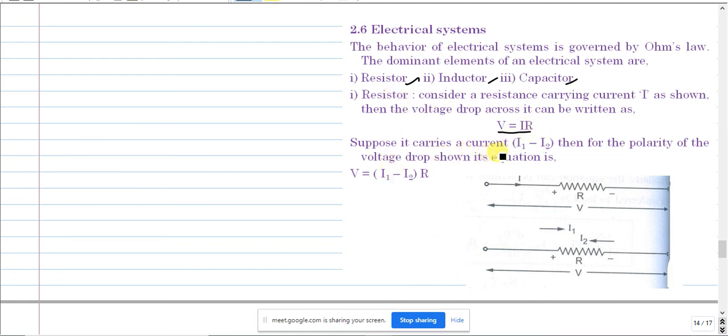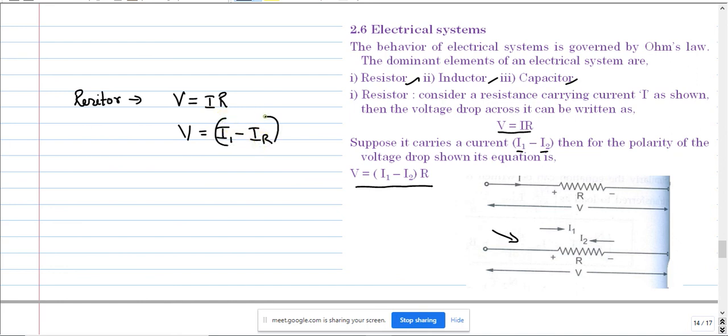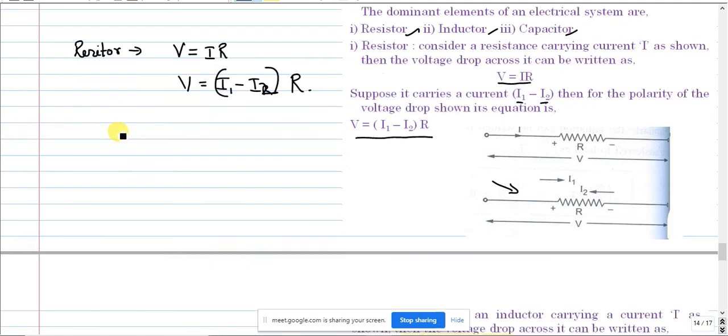In case it is carrying currents I1, I2, then the polarity of the voltage drop will be given in terms of V is equal to (I1 minus I2) R. For the resistor, remember the equation: the voltage drop is given by IR, where I is current and R is resistance. Similarly, if it is carrying, as you check in the figure here, I1 and I2, the voltage drop will be given by I1 minus I2 multiplied by R. Similarly for the inductor.